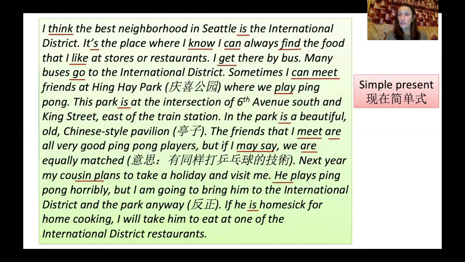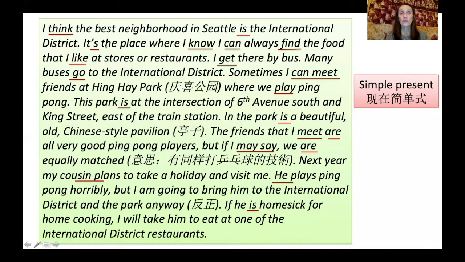And as you see, all underlined in red are simple present tense verbs, 动词. I think that's simple present tense. Now, I wonder, do you know what the past tense for think is? Thought. Okay, so think is present tense. Is, that's a to be verb.